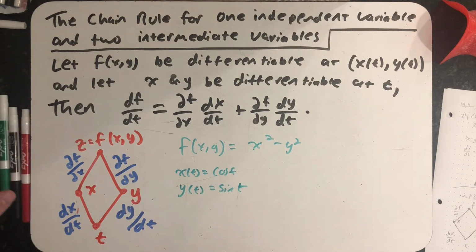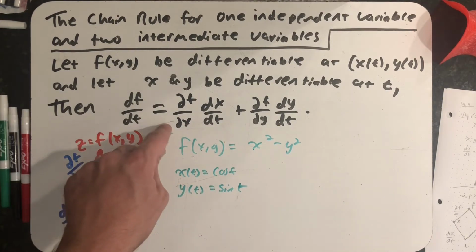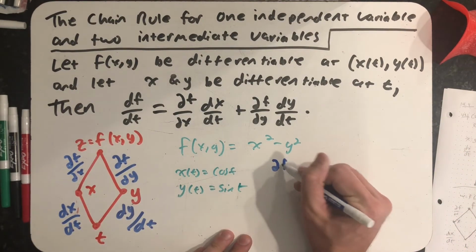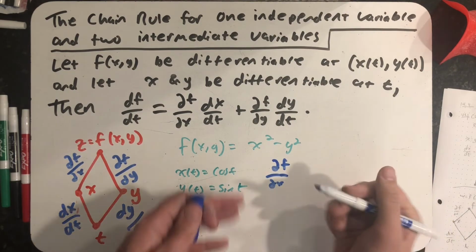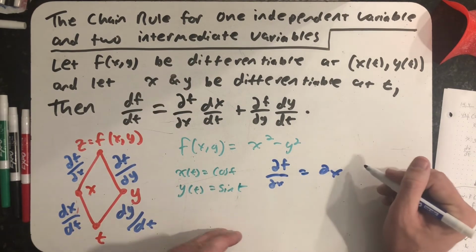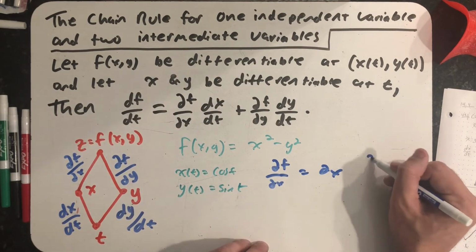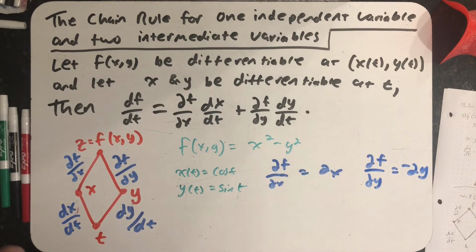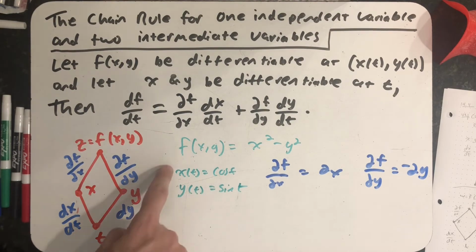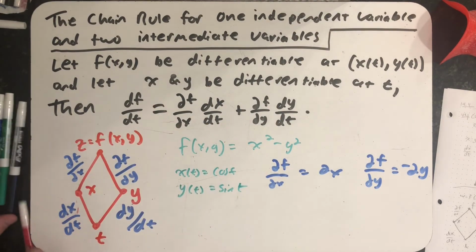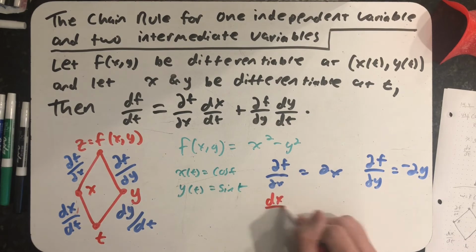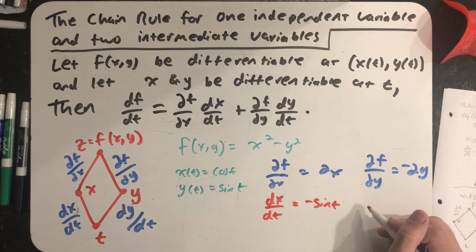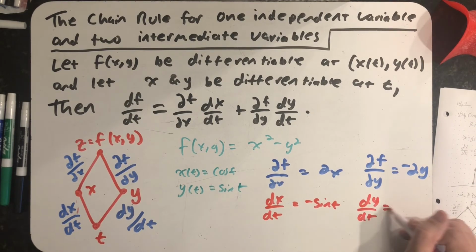All right, so the chain rule says I should find the partial of f with respect to x. You know, nothing too challenging there. Let's just put this here. Partial of f with respect to x. So I take a derivative treating y like it's a constant. I get 2x. And I also need to take the partial of f with respect to y. And again, nothing too challenging. I get minus 2y. Now, I'm supposed to find the derivative of x and y with respect to t. Okay, so dx/dt is equal to minus sine t, and dy/dt is equal to cosine t.